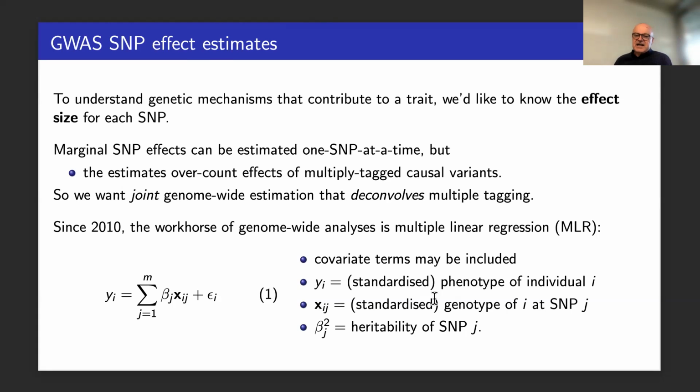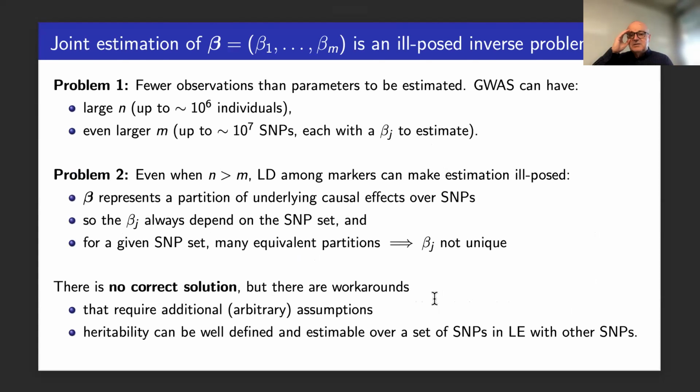Just to keep things pretty simple here, I'm leaving out covariates, and assuming standardized phenotypes and standardized genotypes, which in classical regression, the standardizing is just convenient. It doesn't matter, but it is going to matter for what I'm talking about. But with that standardizing, the square of the effect size is the heritability of the SNP. And so heritability just provides a convenient language for effect sizes. By squaring, it says we don't care about the sign. And in general, we don't. Signs are arbitrary. Those are all points I'll come back to in a moment.